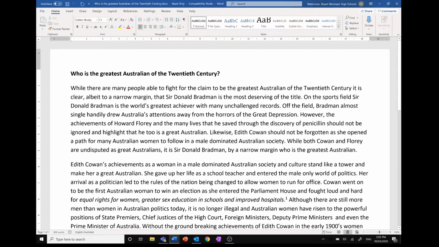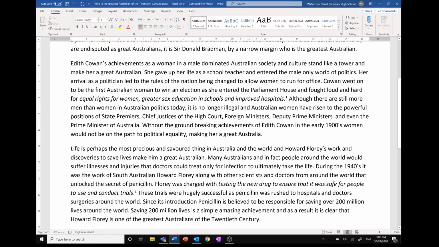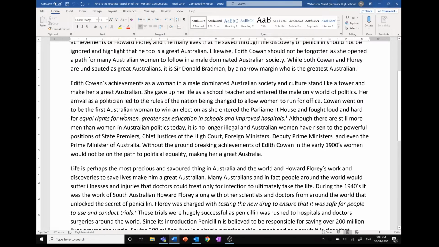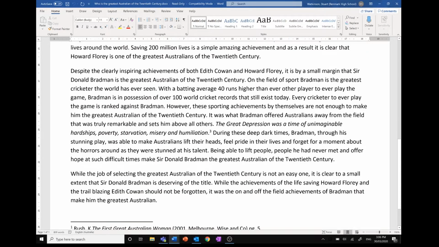Okay, so who is the greatest Australian of the 20th century? Now this one goes in with an introduction, and then in each paragraph, they discuss a different person. So in the first one, we've got Edith Cowan, and then they talk about Howard Florey, and then lastly about Donald Bradman. And in the end, they decide that Sir Donald Bradman is deserving of the title. This conclusion is a little small. Yours would like to be much larger, and also because it's Year 10, it is only 800 words.